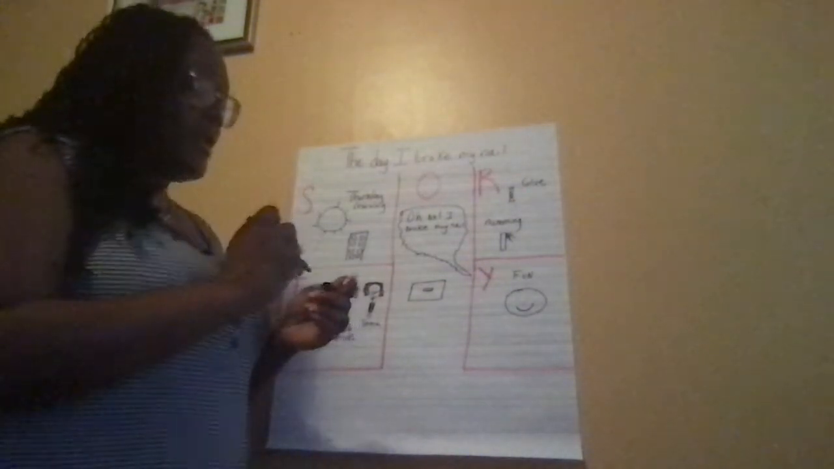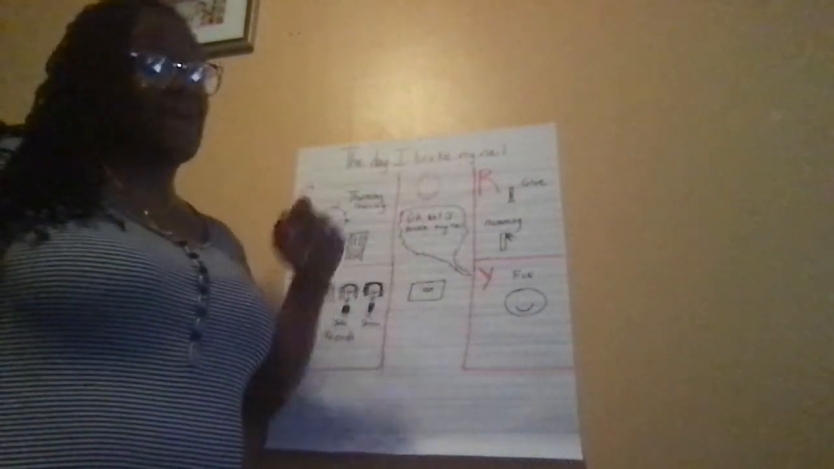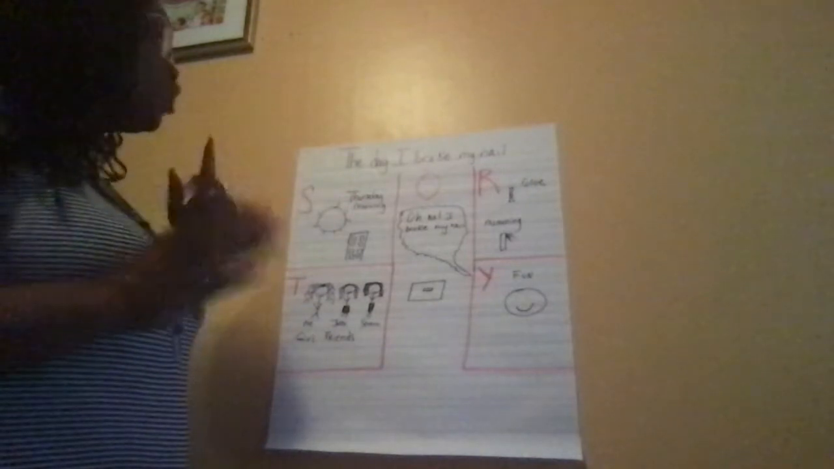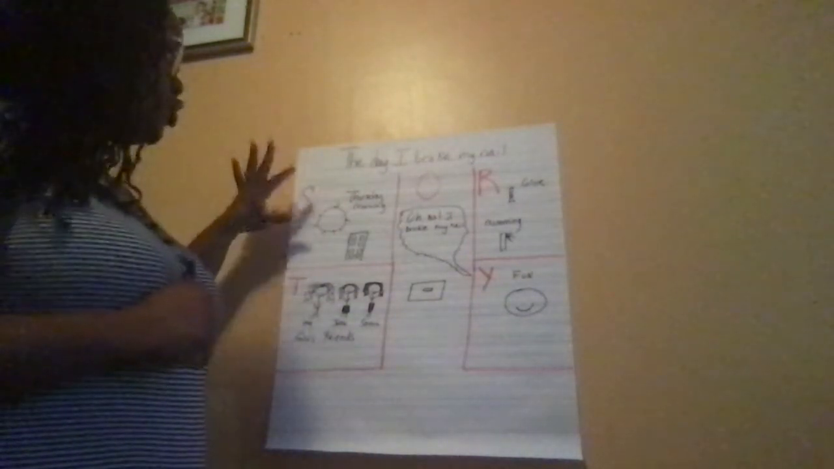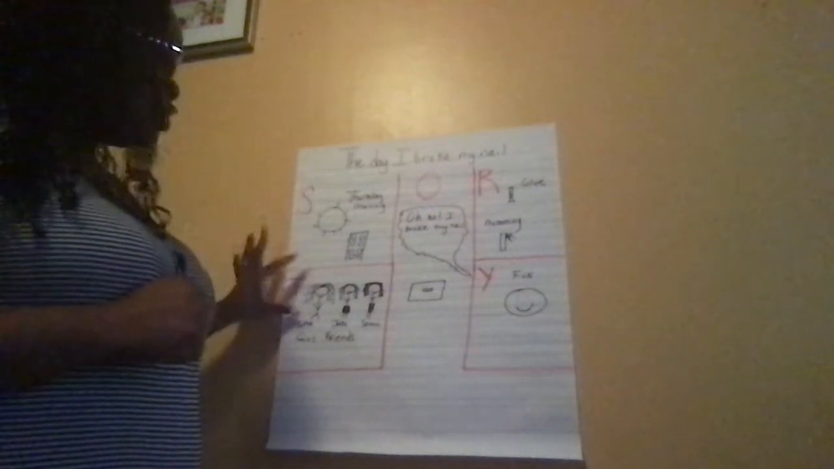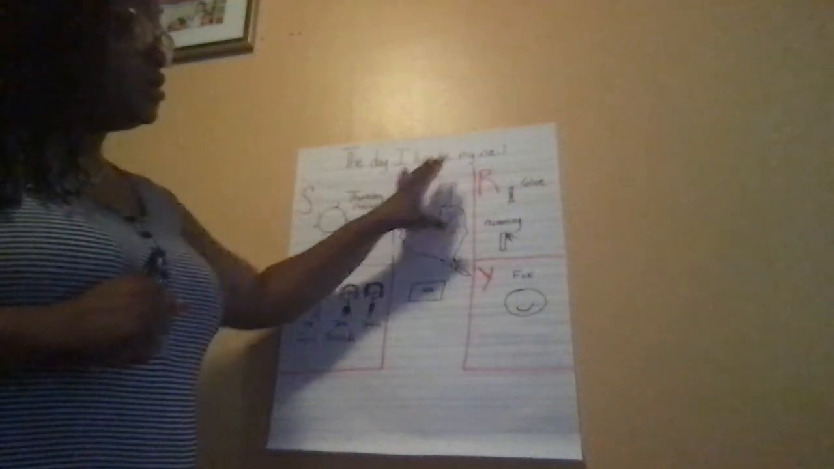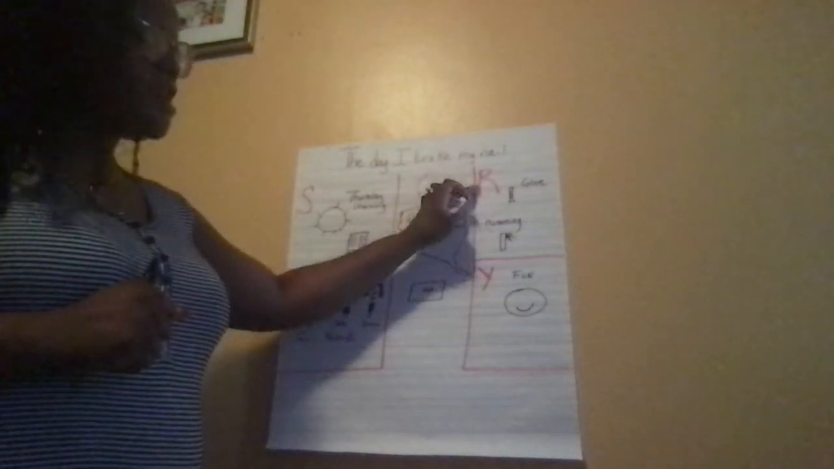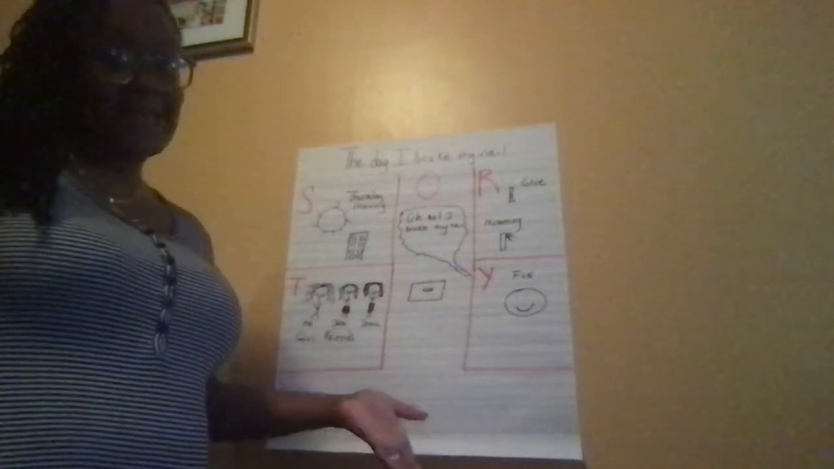So now that I have shared with you my story map all about the day I broke my nail, I want you to create your very own story map about the time you got hurt. Make sure you write your setting, your talking characters, make sure you include your problem, your attempts to resolve your problem, and then finally, your resolution, what happened at the end, okay?